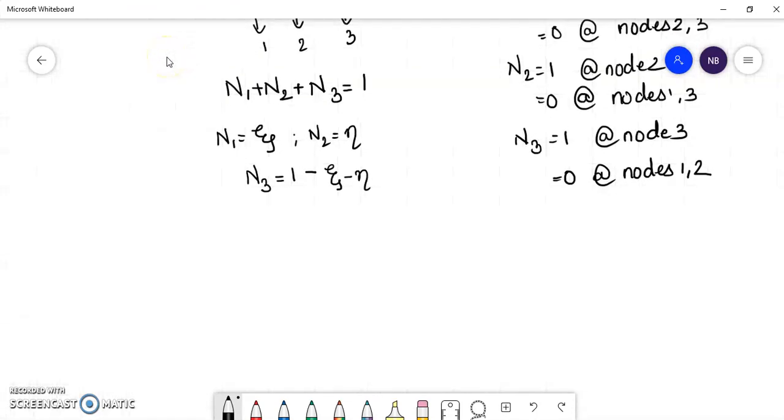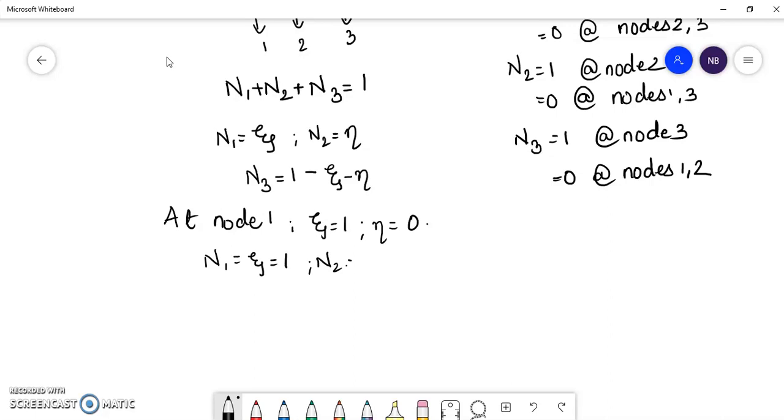Let us draw this variation. So we have at node 1, zeta equals to 1 and eta equals to 0. We know that n1 equals to zeta, n2 equals to eta and n3 equals to 1 minus zeta minus eta. So n3 will be 1 minus 1 minus 0, which is 0.